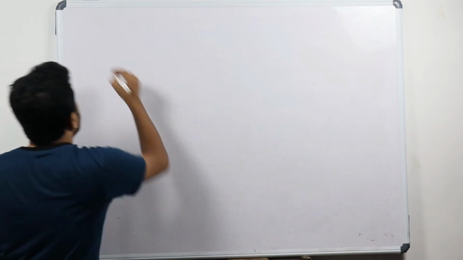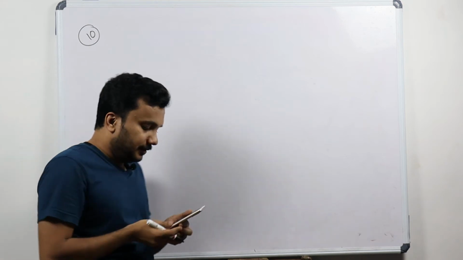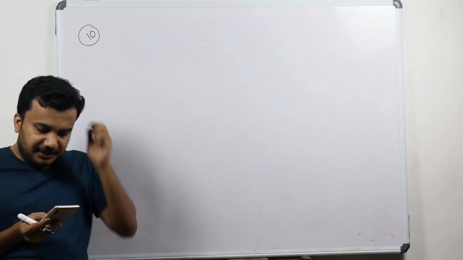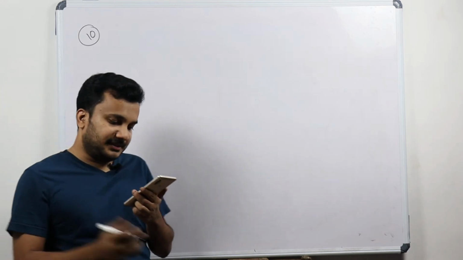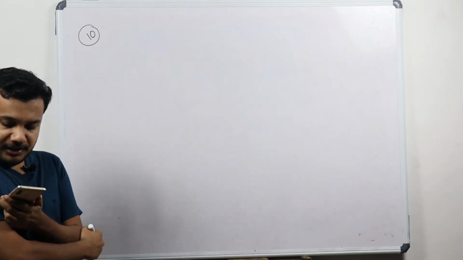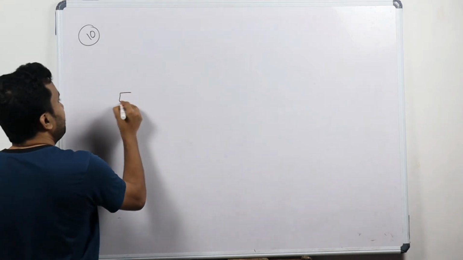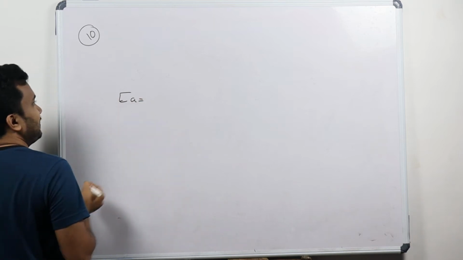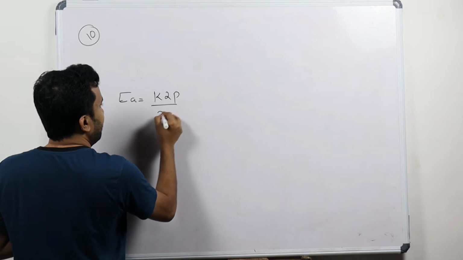Okay, let's move to the 10th question. If EA be the electric field strength of a short dipole at a point on the axis, and EE be on the equatorial line at the same distance. So with respect to a dipole, EA is the axial electric field. What is the formula? K into 2p divided by x cube.